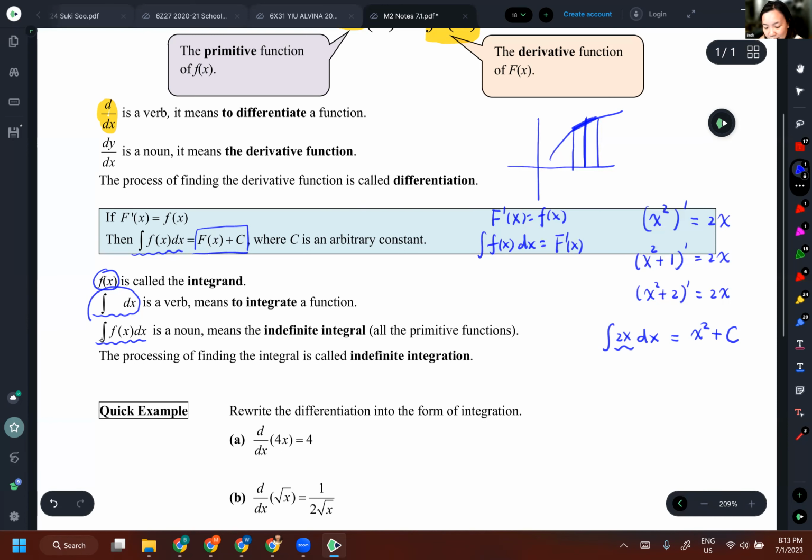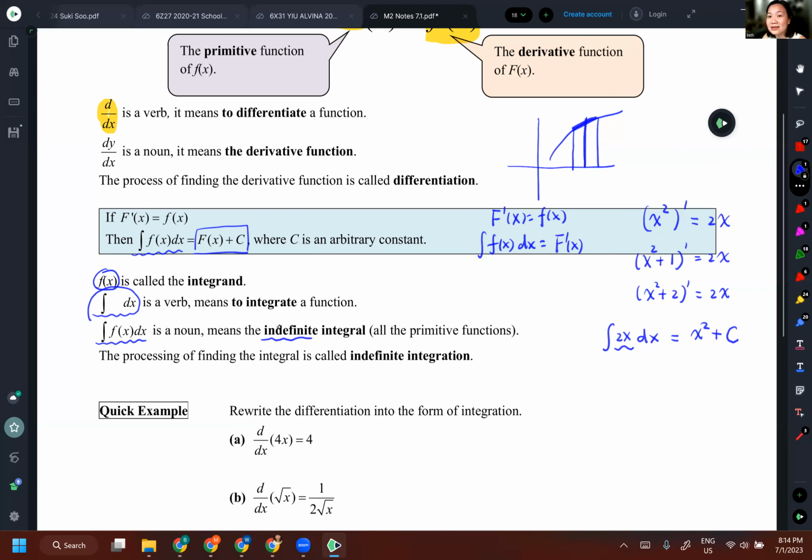Now here, the outcome is a noun. This integral of f(x) is a noun. This is the outcome, and it means the indefinite integral. The indefinite is added because we don't get a definite answer. What do I mean by definite? I get f, but I don't get just f. I get f plus c. That makes it indefinite, meaning it's not just one answer. Indefinite means not sure if it's just one answer.